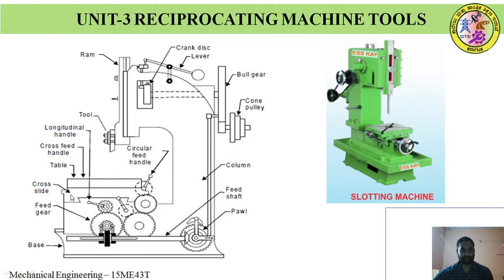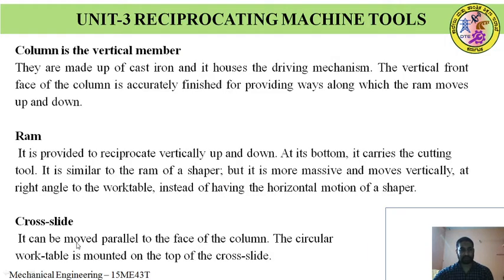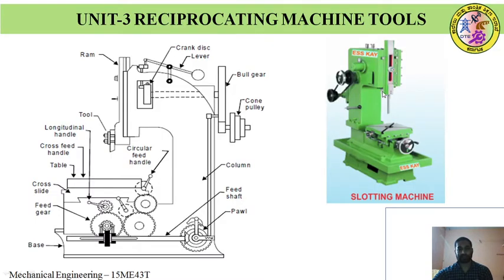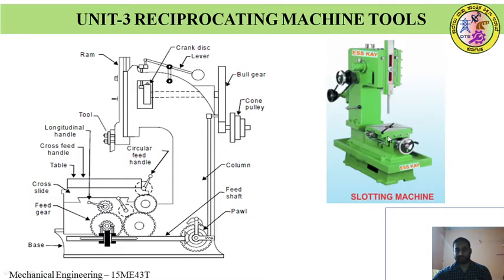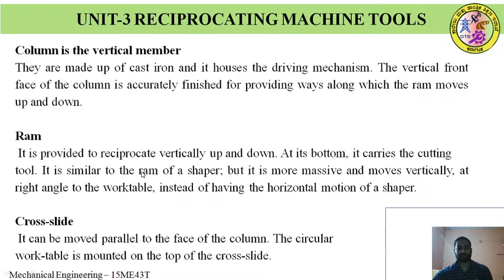This is the cross slide here. This cross slide can be moved parallel to the face of the column. This is the face of the column. The circular work table is mounted on the top of the cross slide. This is a circular table which is mounted on the top of the cross slide, upon which the workpiece will be mounted.